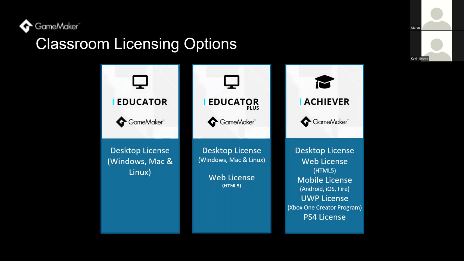We have 3 types of licenses available, and these can be purchased through Studica. First of all, there is the Educator license, which provides access to desktop exports, which are Windows, Mac, and Linux. The Educator Plus, which provides access to desktop and web exports. And finally, Achiever, which provides access to desktop, web, mobile, UWP, and PlayStation 4. There are 1 or 2 year options available. The seats are concurrent use, so they can be used for multiple classes. GameMaker can be used on PC or Mac, not yet Chromebook, but due to the overwhelming demand from these webinars, we have a version in development.